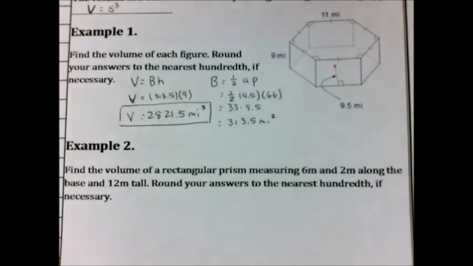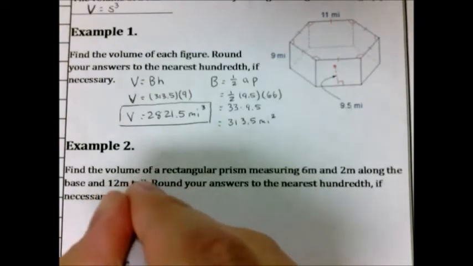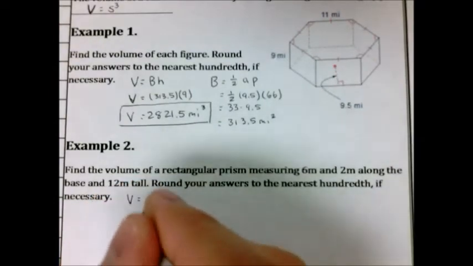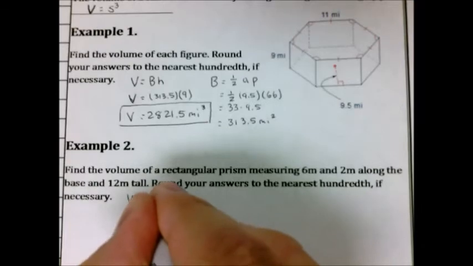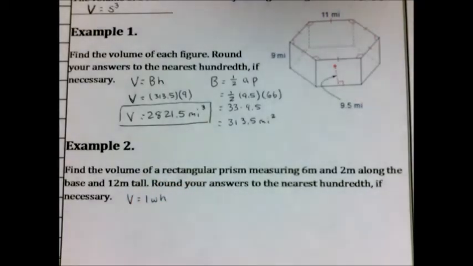Okay, let's do example 2. It's the same type of deal here, except now we're finding the volume of a rectangular prism. Now, remember, a rectangular prism has that special formula we can use, which is length times width times height. What we're given here is a rectangular prism measuring 6 meters and 2 meters along the base, and it's 12 meters tall. All we have to do is round our answers to the nearest hundredth if necessary.